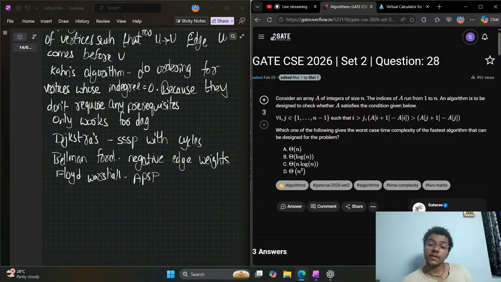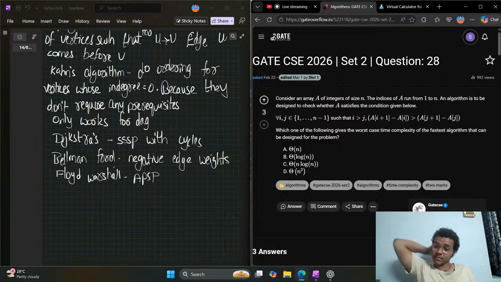An array of integers of size n, and the indices here are from 1 to n. An algorithm is said to be designed to check whether A satisfies the condition below. Which one of the following gives the worst time complexity for the fastest algorithm that can be designed for this problem?